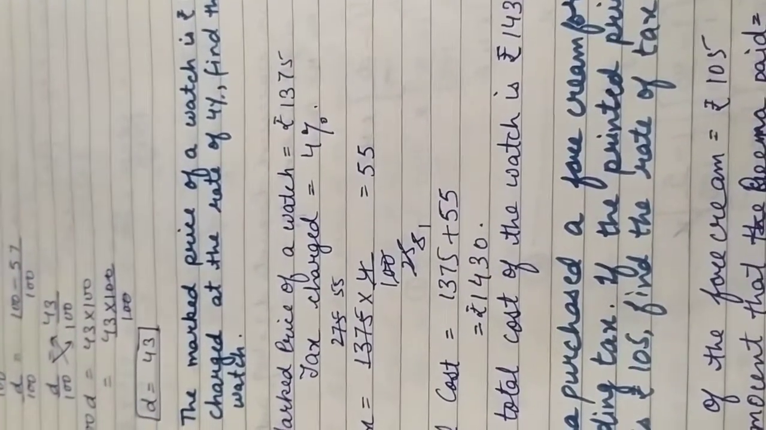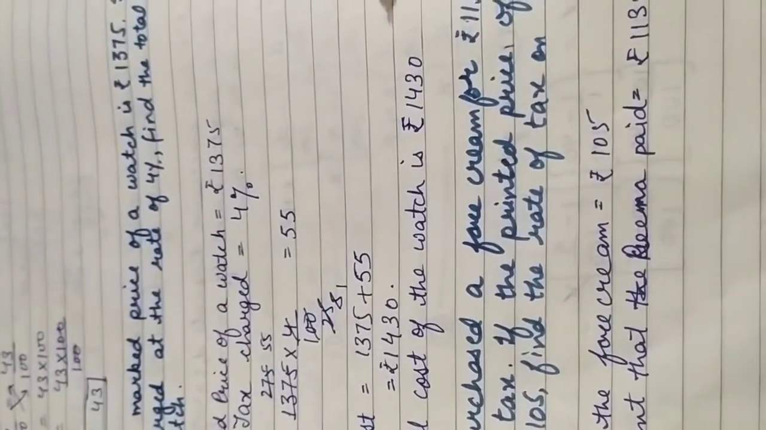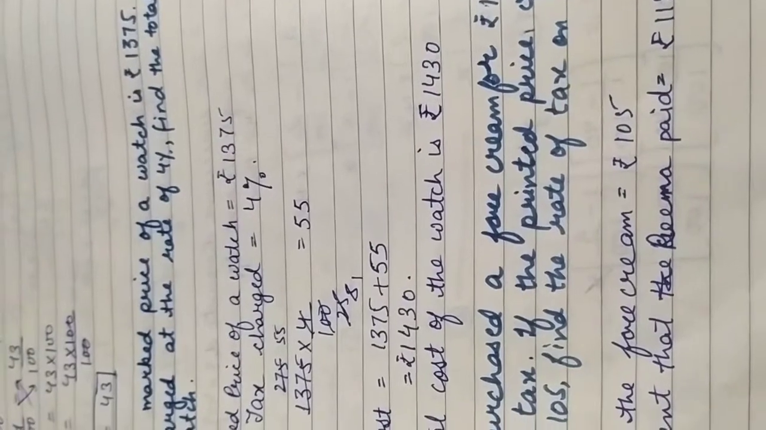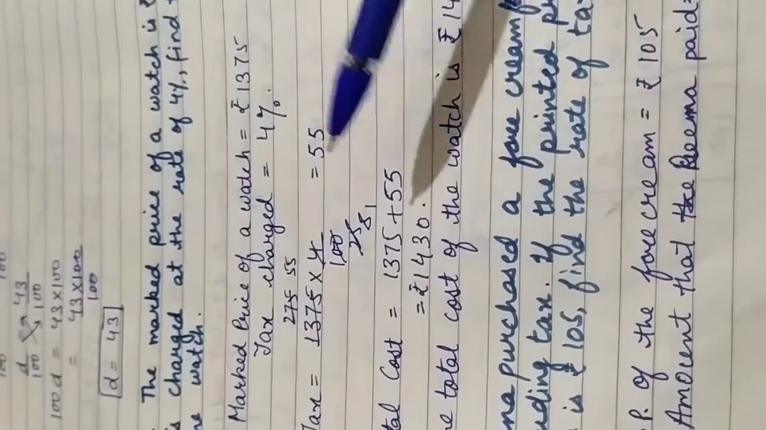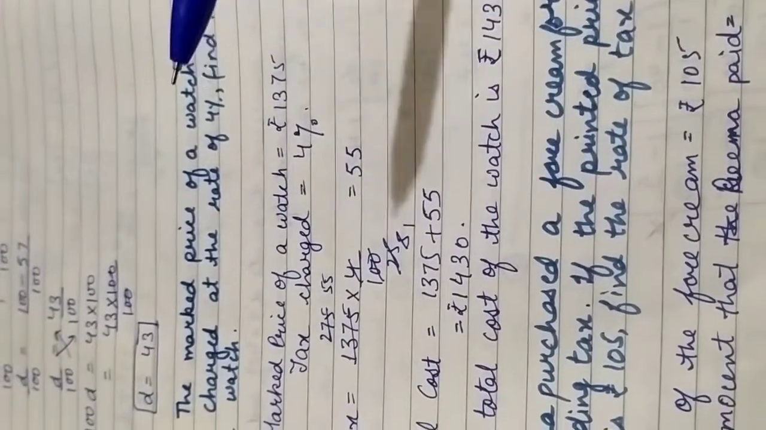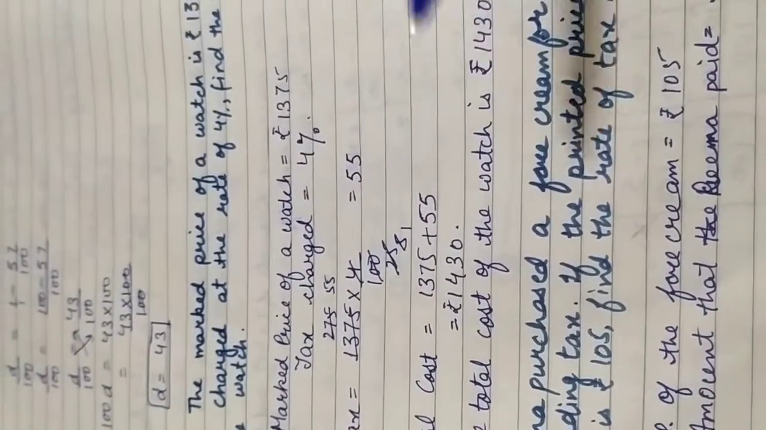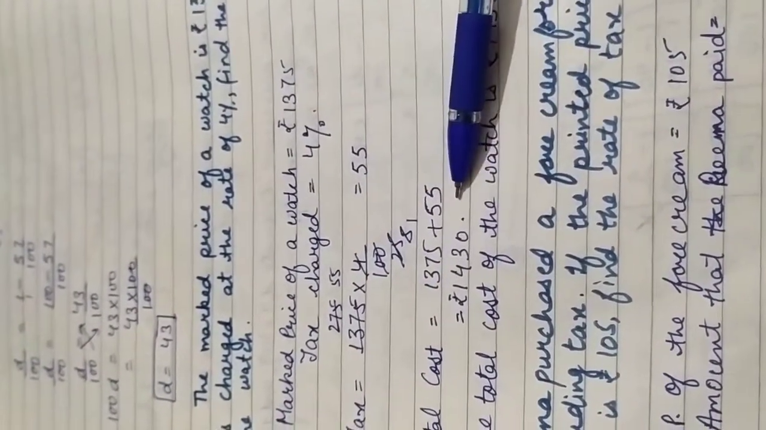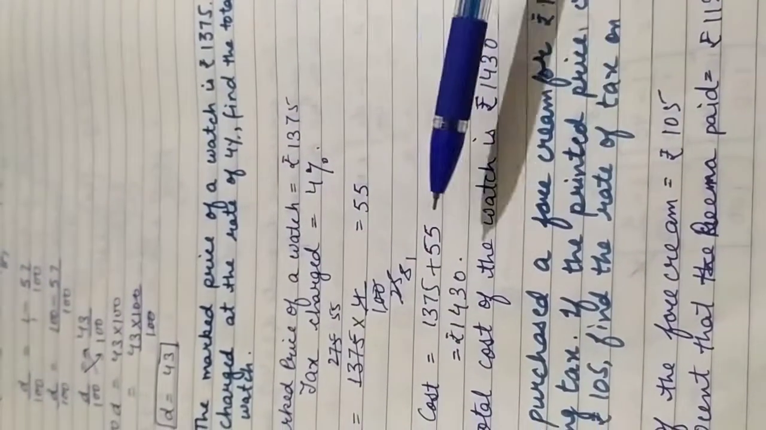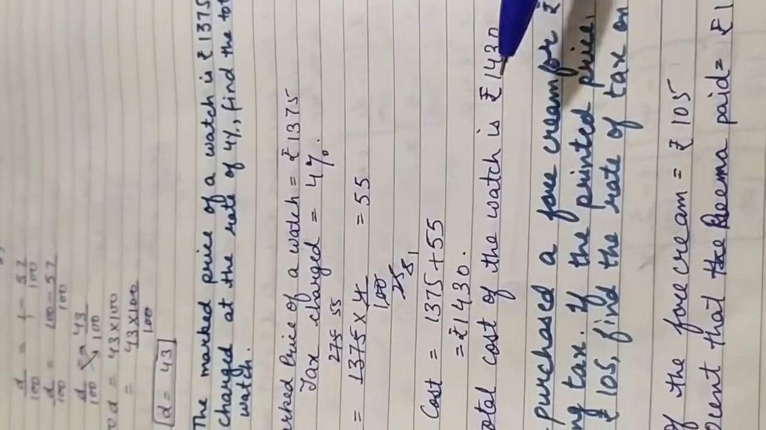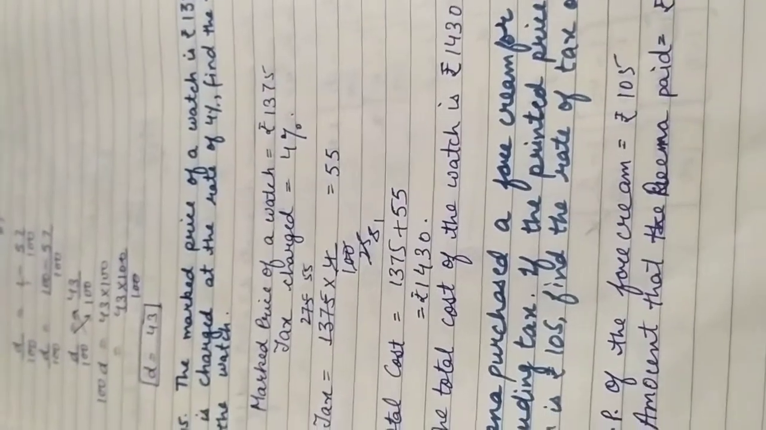Okay, so the total cost of the watch that the customer has to pay to the shopkeeper is rupees 1430 after adding tax on it. Okay, tax is always added on marked price, not on selling price. So we have added the tax to the marked price. So this is the cost after taking tax that the customer has to pay, the total cost of the watch. All right, now see the next question.